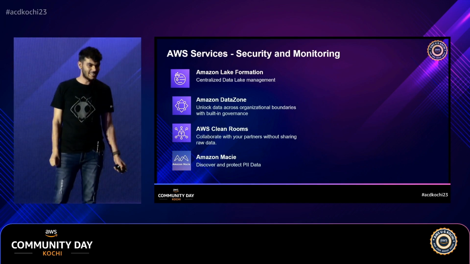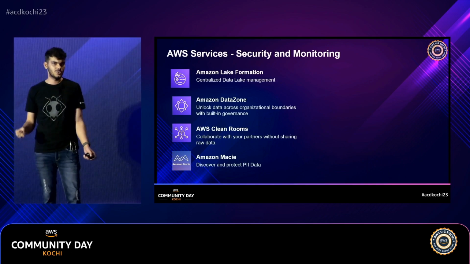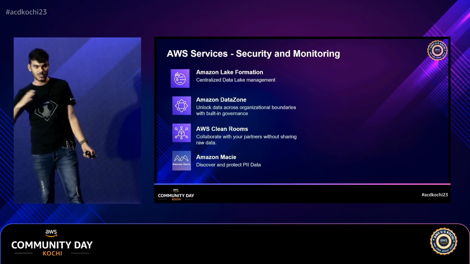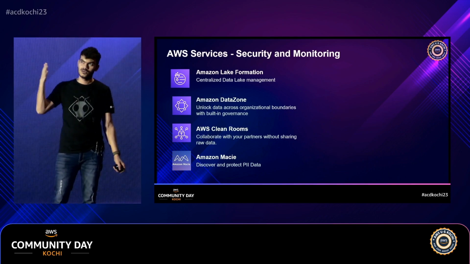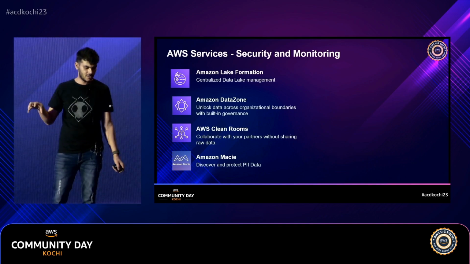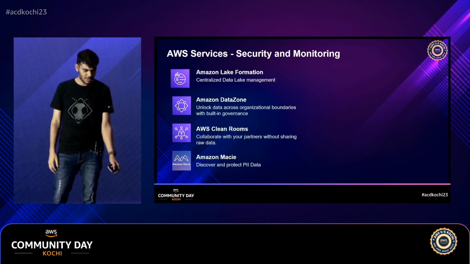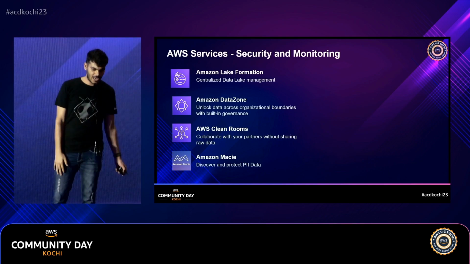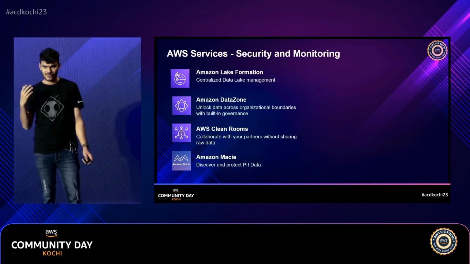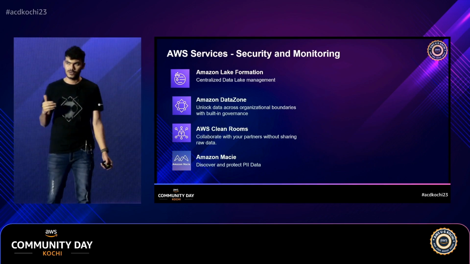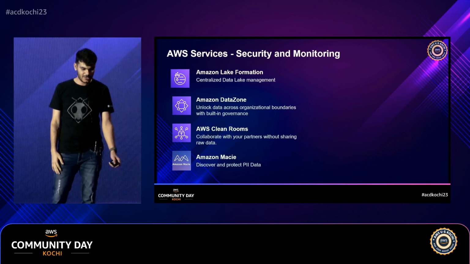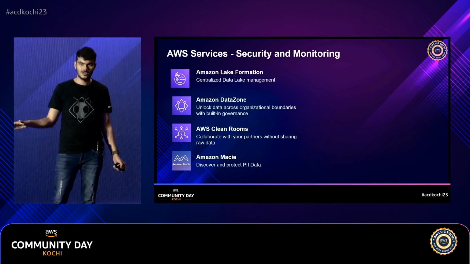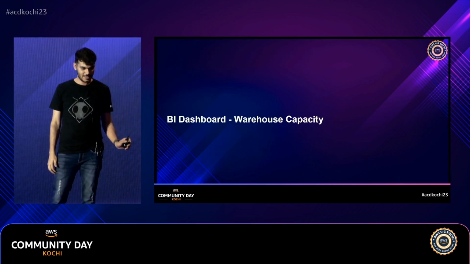We have AWS Clean Rooms. If there are multiple organizations who want to collaborate but don't want to share their whole data, they only want to share the end product or some part of the data pipeline, we can use AWS Clean Rooms. We have Amazon Macie. If you have PII data in your data lake or warehouse, you can use Amazon Macie to discover and mask your PII data.